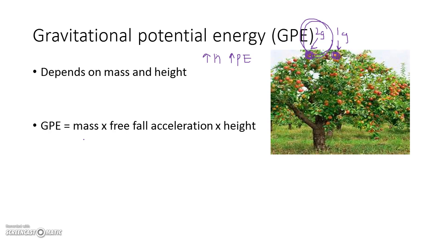The way you calculate that is you take the mass of the object times the free fall acceleration times height. Well, remember, free fall acceleration. Free fall is when the only thing acting upon it is gravity. So it's the acceleration due to gravity, which is 10 meters per second squared. Okay, so the mass of the object times gravity times the height of the object. Okay, so GPE, or potential energy, is equal to m times g times h.